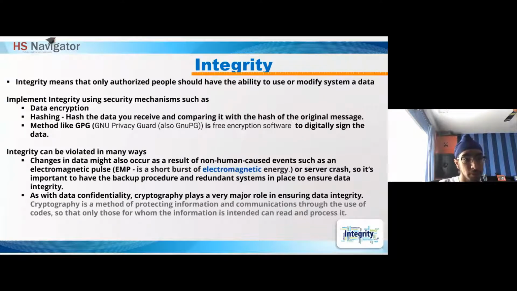And cryptography, for those of you who don't know, is a method of protecting information and communications through codes, not computer coding, but think of spy movies that you've heard of. In those, they have actual codes that they use so that only the people who know the information and know the codes they need to use can read and process the data.